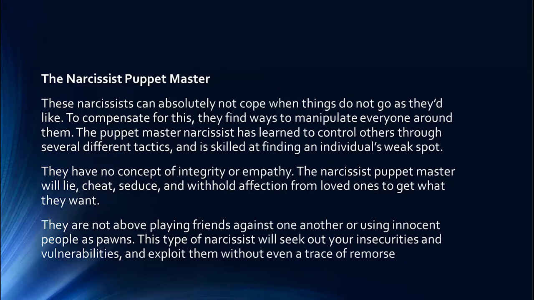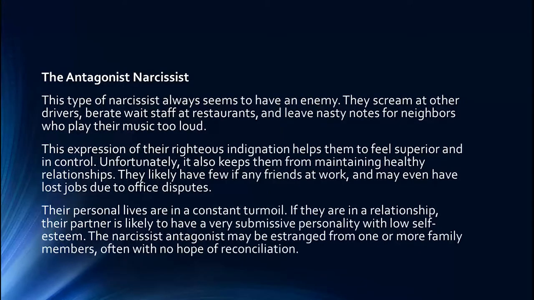The narcissist puppet master will lie, cheat, seduce, and withhold affection from loved ones to get what they want. They are not above playing friends against one another or using innocent people as pawns. This type of narcissist will seek out your insecurities and vulnerabilities and exploit them without even a trace of remorse. The next one is the antagonist narcissist.